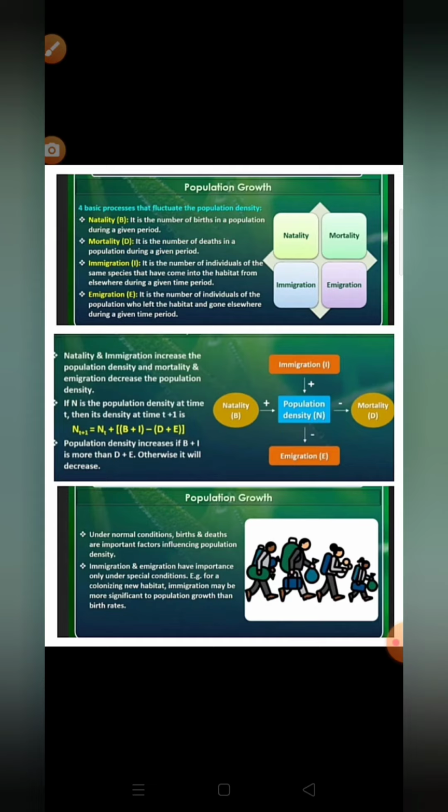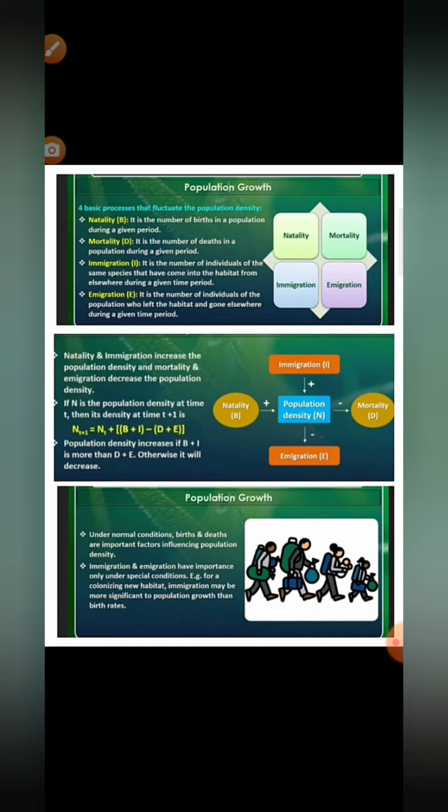Now when we say N is the population density at time t, and we have to calculate the density at time t plus 1, then how do we find it out? N t plus 1 equals N t plus B plus I minus D plus E. Now what are these denoting? Natality we say as B, population density we denote as N, immigration I, emigration E, and mortality as D.